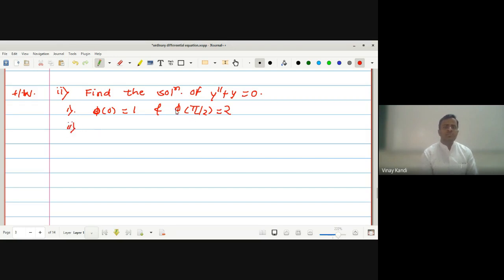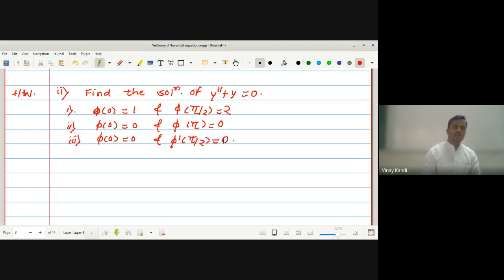ह्या दोन कंडिशनच्या यूज करून काय करायचं आपल्याला, C1 आणि C2 ची व्हॅल्यू काढायची, बाकी काहीच नाही करायचं. ओके, phi of 0 is equal to 0 and phi of pi is equal to 0. Third one, phi of 0 is equal to 0 and phi dash of pi by 2 is equal to 0. Okay, solve करणार? Yes, sir.